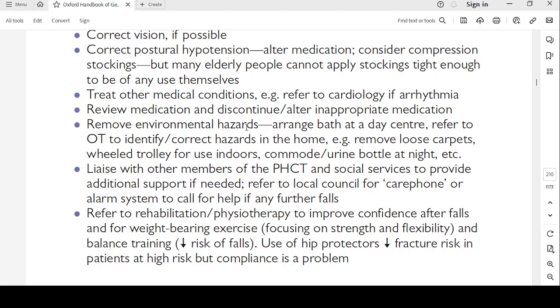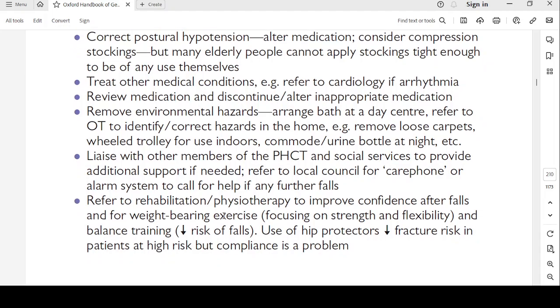Remove environmental hazards. Arrange a bath at a day center. Refer to OT to identify or correct hazards in the home, for example, remove loose carpets, wheel trolleys for indoor use, commode or urine bottle at night, etc. Liaise with other members of the PHCT and social services to provide additional support if needed. Refer to the local council for a care phone or alarm system to call for help if any further falls.